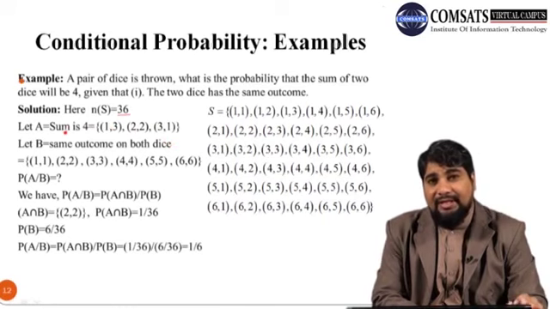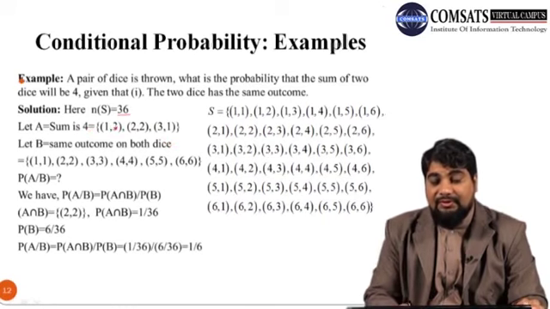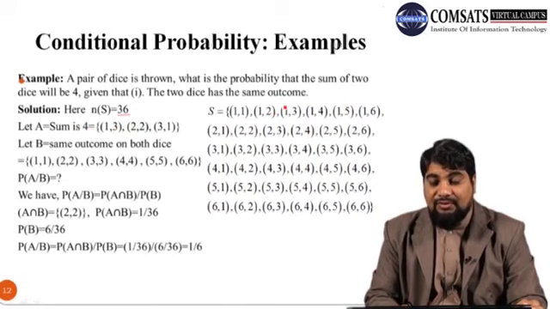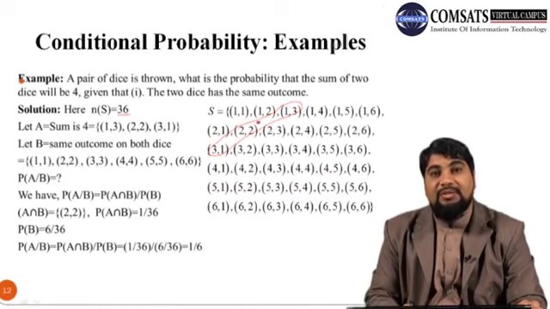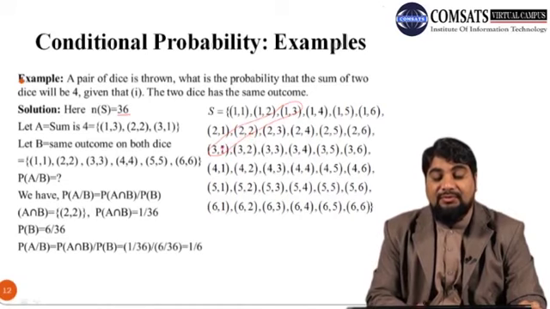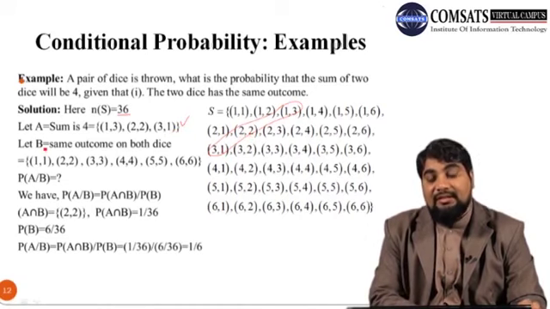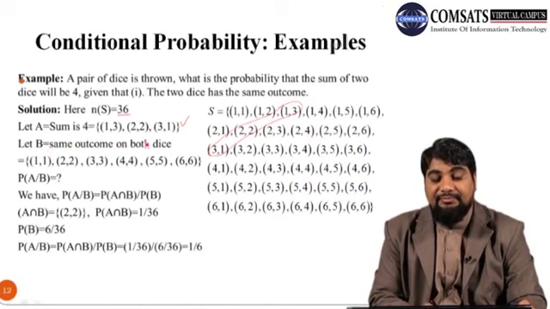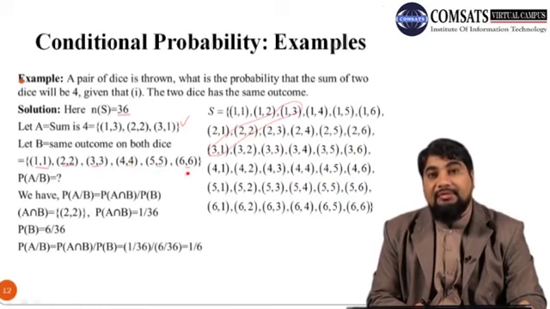So event A is that the sum is 4. In this case, we need to pick those outcomes from the sample space whose sum is 4. So 1 plus 3 is 4, 2 plus 2 is 4, 3 plus 1 is 4. And B is the event showing the same outcome on both dice. So same outcome means 1 1, 2 2, 3 3, 4 4, 5 5, 6 6. So the same outcome on both dice.